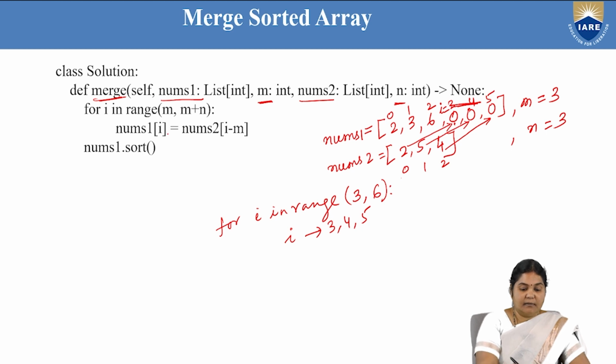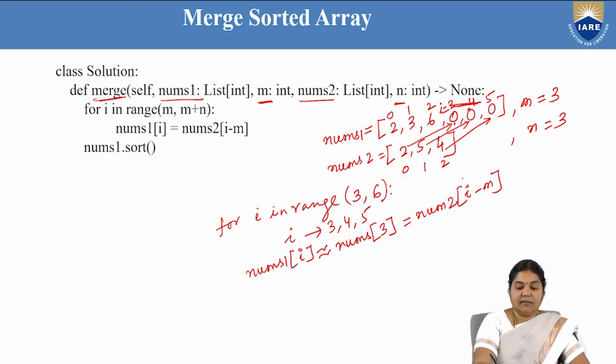nums1 of i, which is the same as nums1 of 3 when i becomes 3, should contain which element? nums2 of 0: nums2 of i minus m. So the first time i is equal to 3, 3 minus 3 becomes 0. So nums2 of the 0th index is 2. 2 is stored there. So nums1 array will look like 2, 3, 6, then 2 is placed over here.